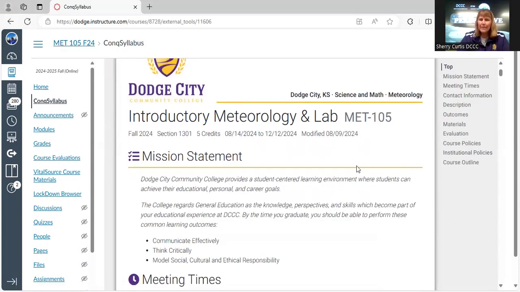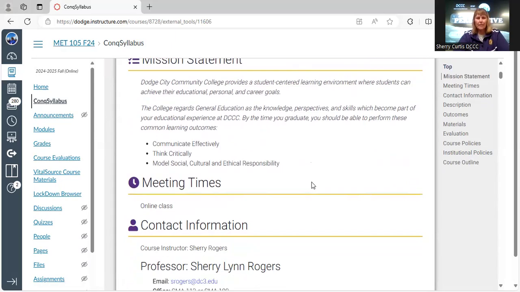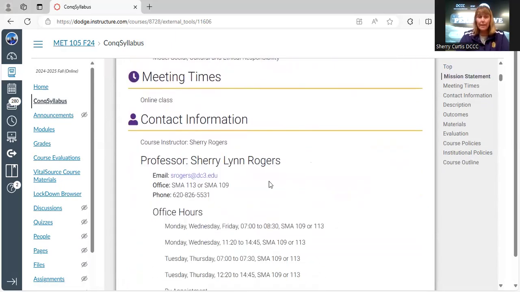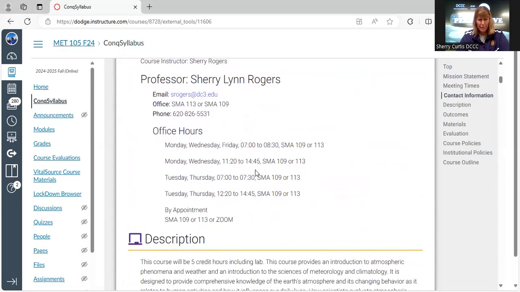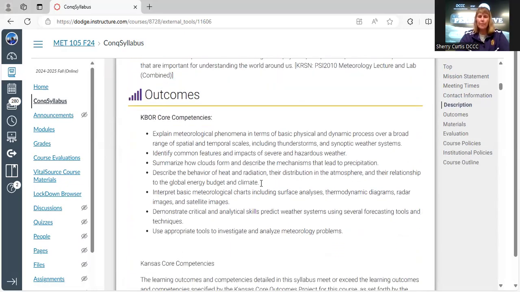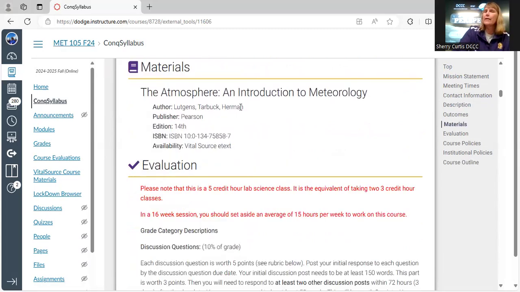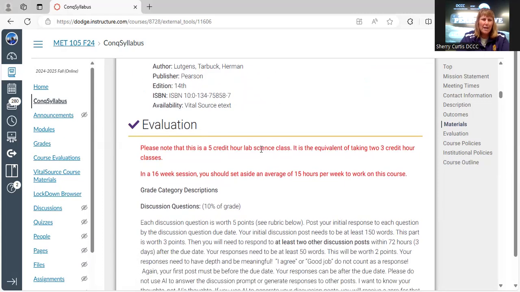So up at the top, you have the course, the dates, and then college mission statement, or CLOs, meeting times, an online class. Again, my information, my office hours, course description, or KBOR outcomes to ensure transferability, and then materials. All you need is access to the textbook. It is an e-textbook, and please make sure you can access it. You should not have to pay for anything. If you have any issues, please contact me as soon as possible.